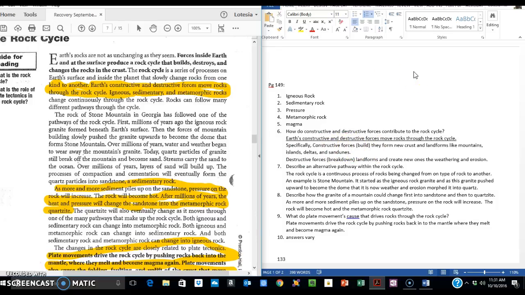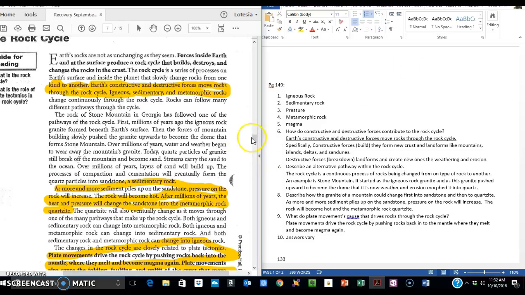Constructive forces are the ones that build. If there's new crust, it would be in the form of a mountain, an island, deltas, or sand dunes. All of those come from constructive forces, a mechanism where Earth's crust is being pushed upward. Destructive forces are those that break down, but new landforms can be created from a destructive force. Most of those would be caused by weathering and erosion.